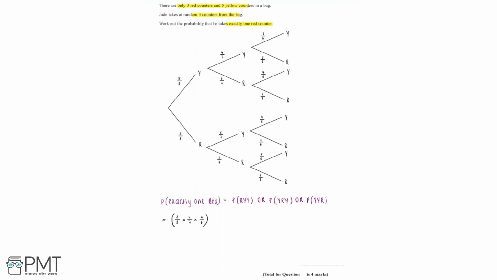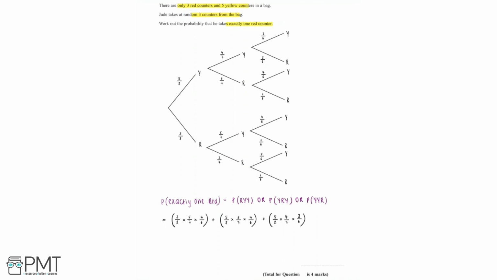Now let's find the probability of yellow, red. Now following our tree diagram, we start with yellow, then red, and then yellow again. And so we'll have 5 over 8 multiplied by 3 over 7 multiplied by 4 over 6. And finally, we have the probability of taking yellow, yellow, red. And so to follow yellow, yellow, red on our diagram, we'll do 5 over 8 multiplied by 4 over 7 multiplied by 3 over 6. Well, now let's simplify.